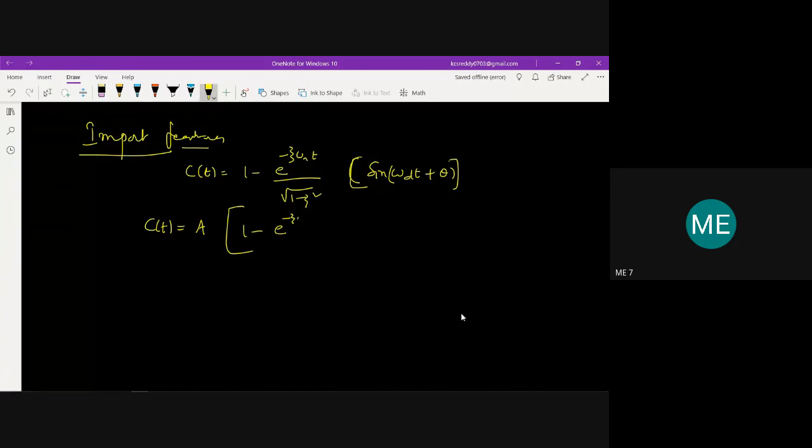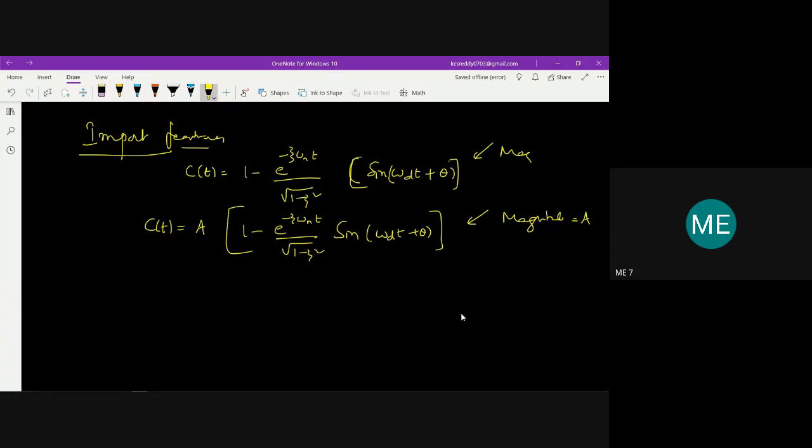That is 1 minus e power minus zeta omega n t divided by root of 1 minus zeta square into sine omega d t plus theta. For which case is this, when the magnitude is A units? Here the magnitude is 1, so this is for a unit step input. This is the magnitude of A.